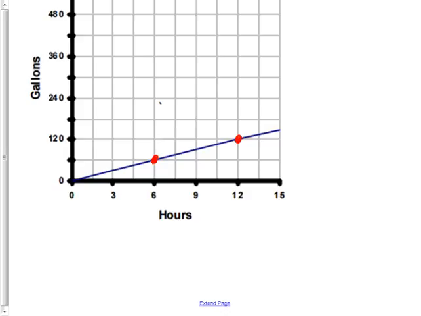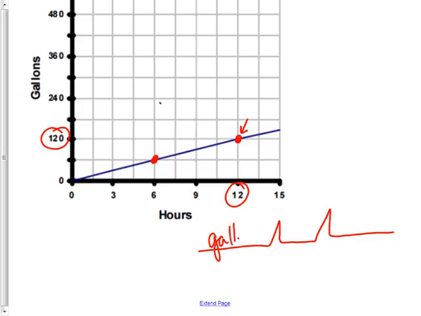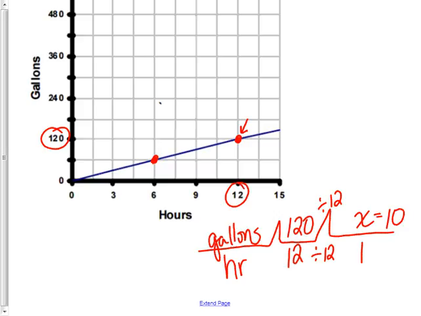If you want to choose this one, simply because it has both the x and the y-axis labeled with numbers there, you could do that. So if I look at that, I'm looking at the number of gallons per hour. And when I look at that, it's 120 gallons in 12 hours. And the unit rate means I want to know how many gallons in 1 hour. So I can divide 12 by 12 and 120 divided by 12, and I'm going to get 10. So my unit rate is 10 gallons per hour.